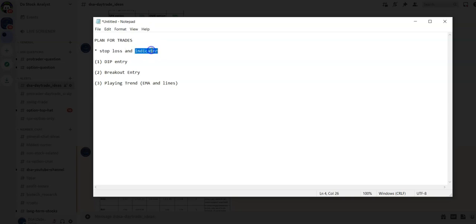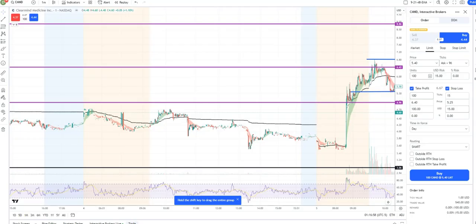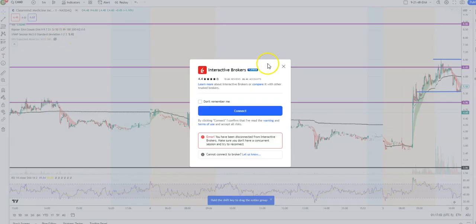The next thing is the indicator. You should have some kind of indicator. Normally I use an indicator something like Ripster Cloud with the EMA Cloud, right?